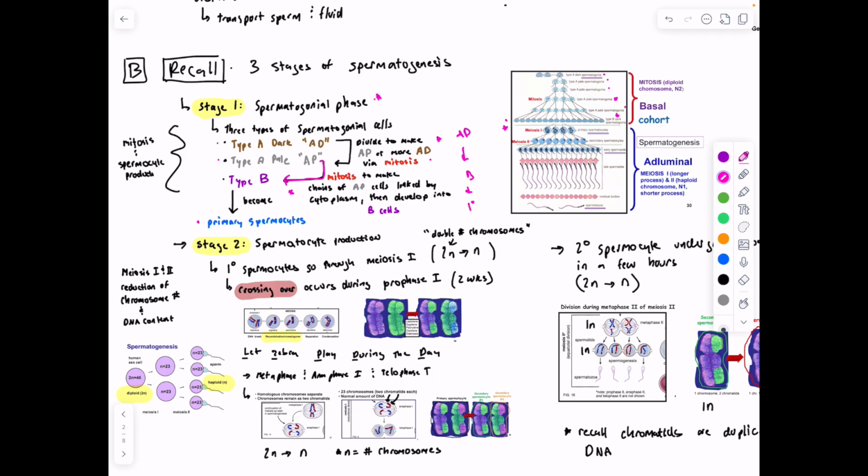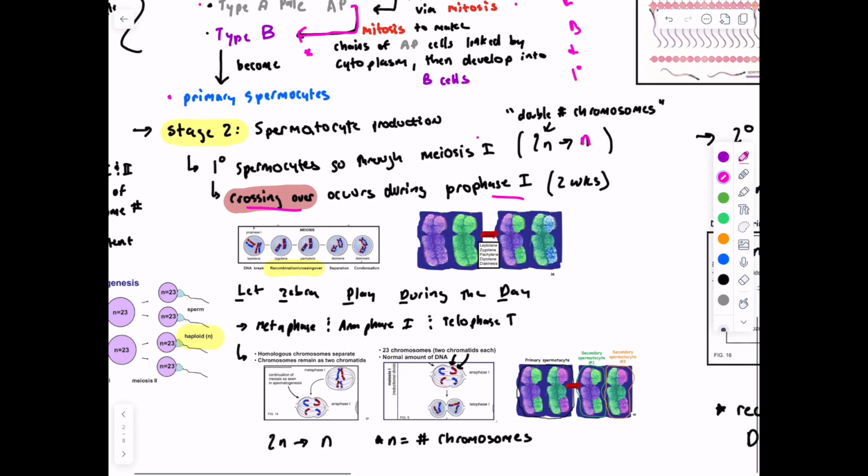Once you have the spermatogonial phase, we've gone from type AD to type B to our primary spermatocyte. Now you're officially in the spermatocyte phase, and the primary spermatocyte is going to go through meiosis 1. You're going to go from 2N, N being the number of chromosomes, to just N. Crossing over occurs during prophase 1 of meiosis 1. You may recall that prophase 1 had subphases: leptotene, zygotene, pachytene, where recombination and crossing over occur, then diplotene and diakinesis. And so you can see crossing over occur at these chromosomes.